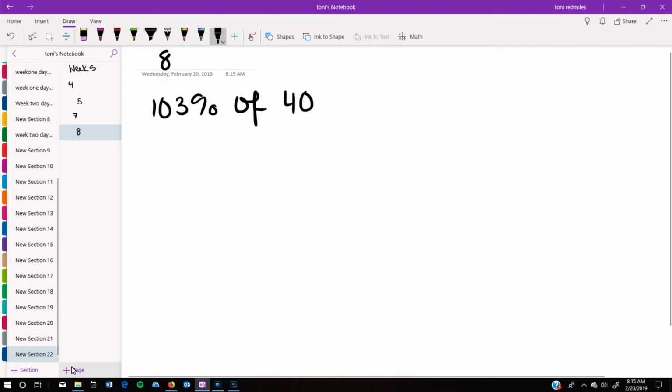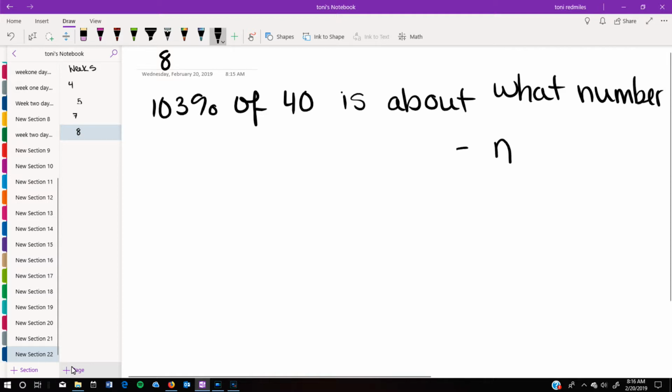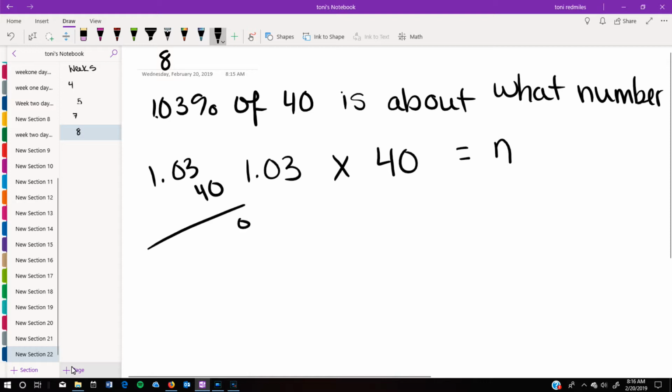Okay, so this one is a whole part. It's a mixed number, so I should get a bigger number. Again, what number means n, and "is" means equals. I'm going to turn this into a decimal this time. So remember, got to put it to the hundreds place, of 40. All right, so I'm going to multiply these two numbers. All right, and I did the wrong place value. It should be 2 places. So n equals 41.2. And it's a little bit more because we're over 100%. So we got the whole 40, but then we had to find out what the 3% was. Okay?